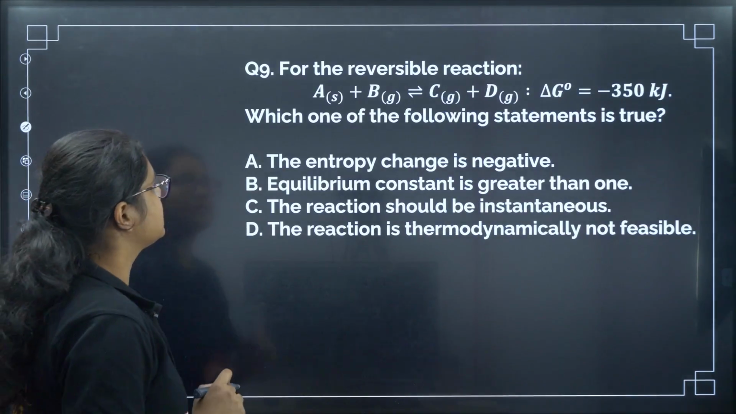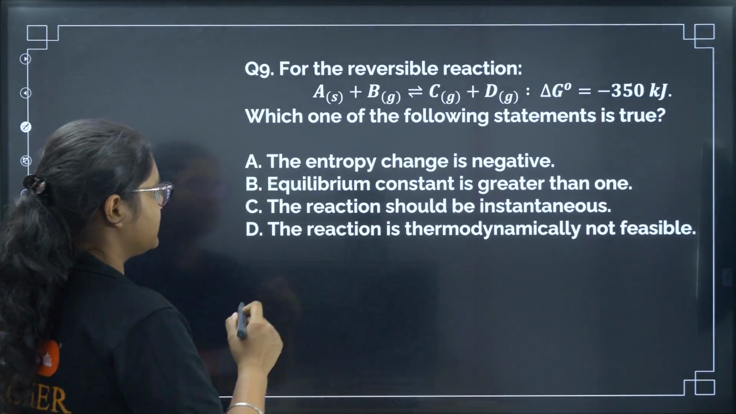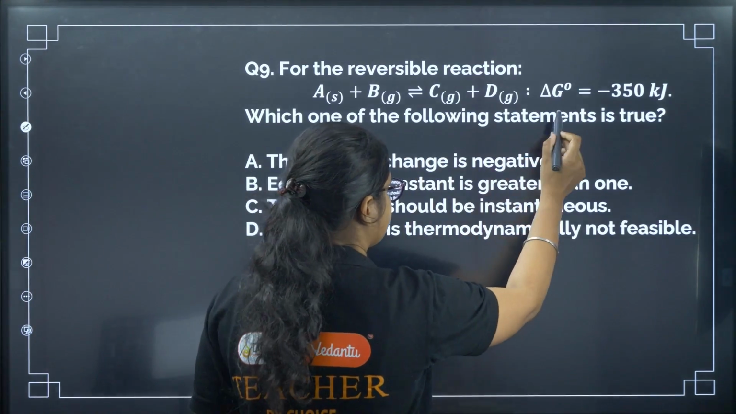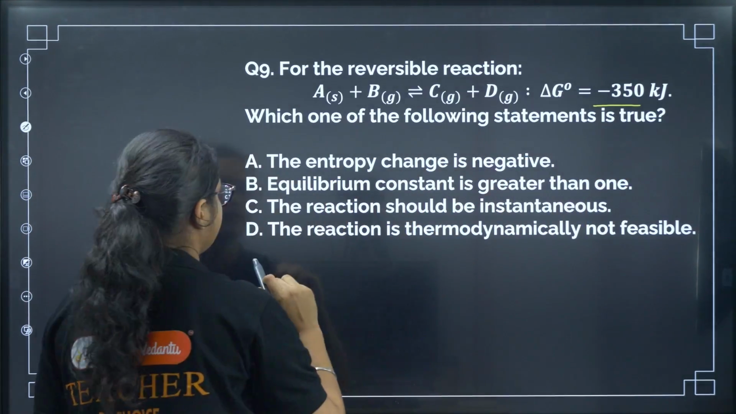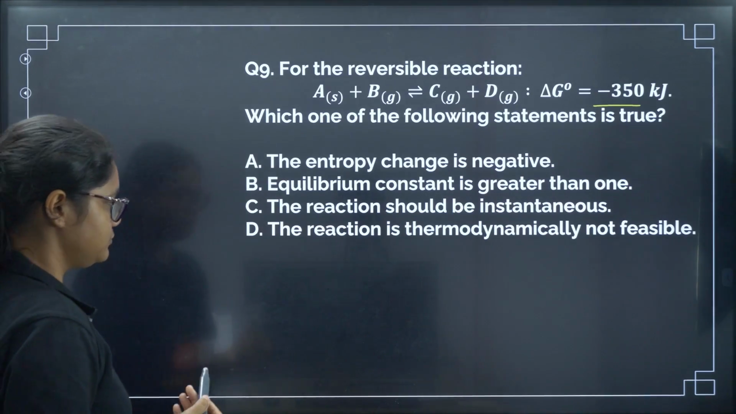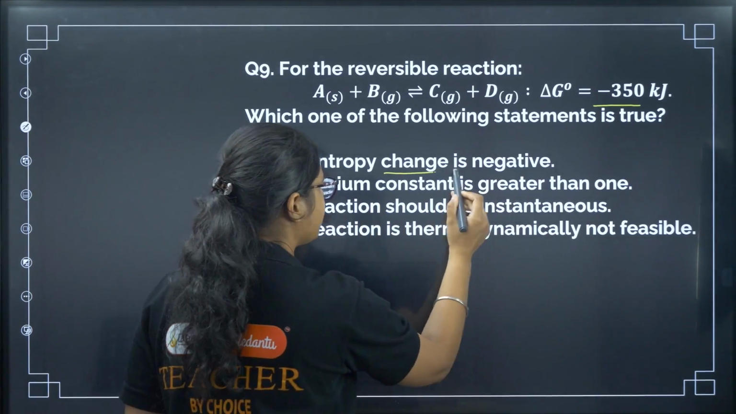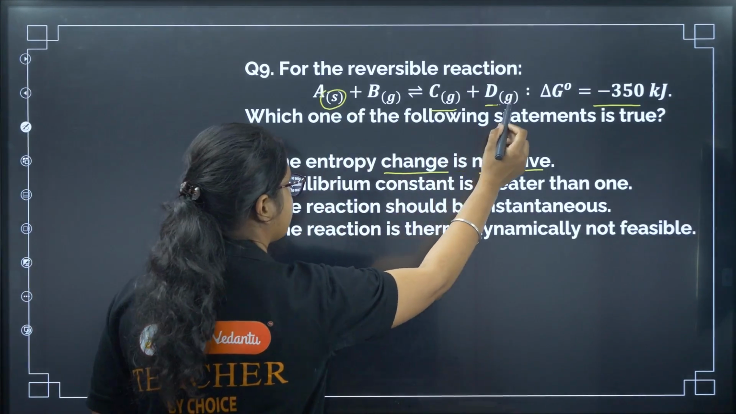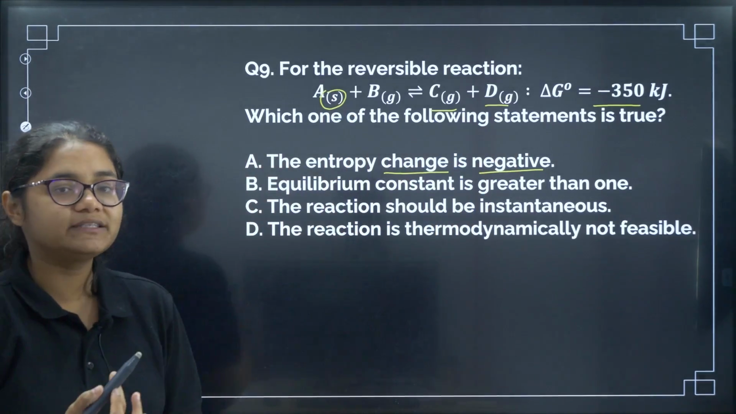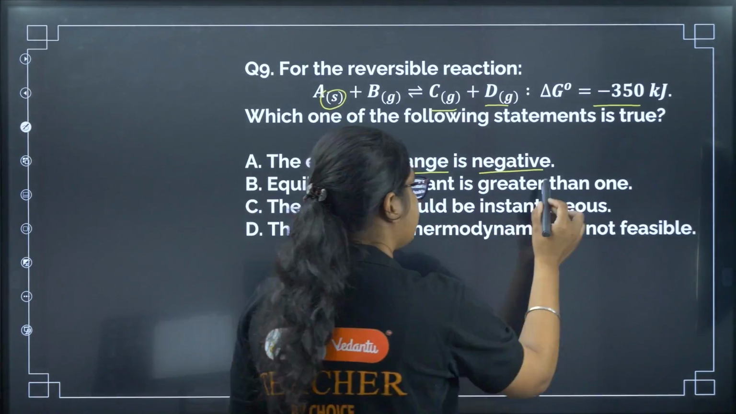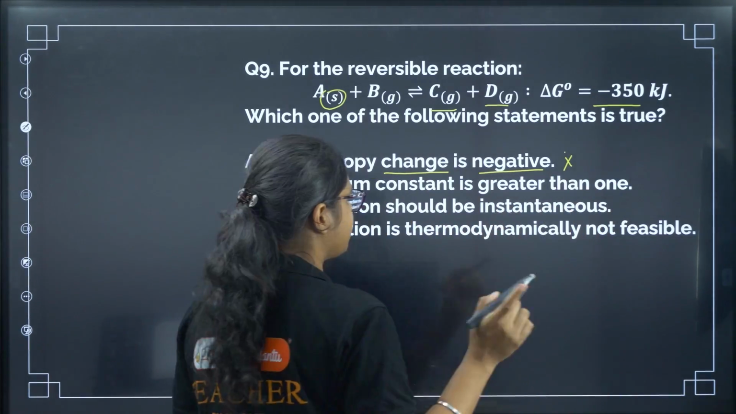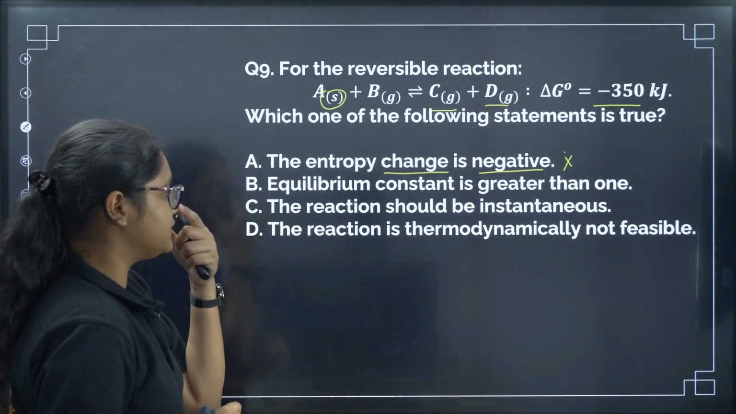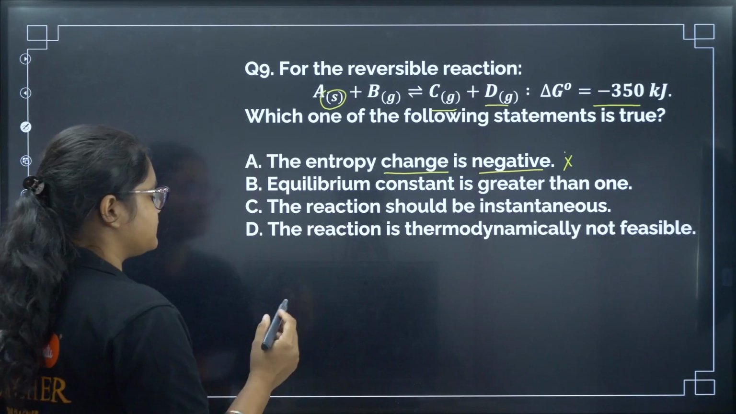Okay. Now question number 9. For the reversible reaction, A plus B gives C plus D, the delta G value is also given. Which one of the following statements is true? The entropy change is negative. If you see, there was a solid reactant and we are getting a gaseous product. So the entropy change is positive, right? So this statement is incorrect. We have to find the correct one. The equilibrium constant is greater than 1. So we have to see this one.